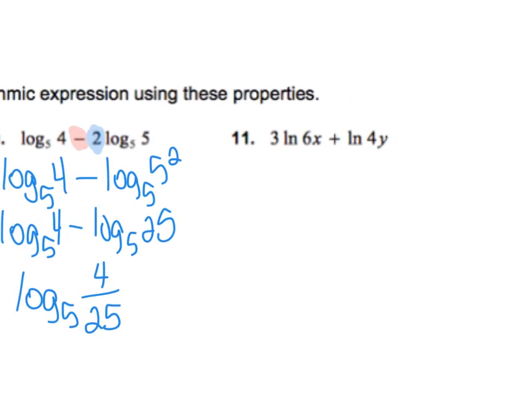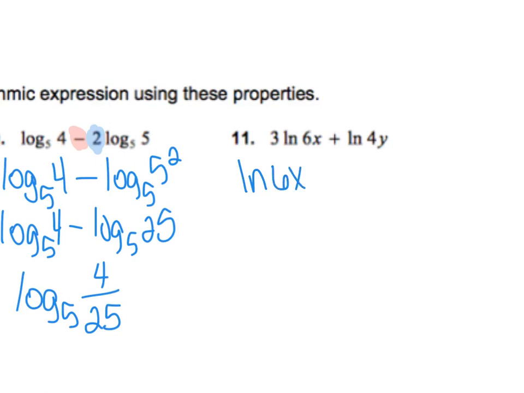Okay, so we've got quite a few things going on in this one. First thing we want to take care of is that coefficient of 3 in front of the natural log of 6x, because we don't want to have a coefficient in front of there. We want to get rid of that first. So the first thing I'm going to do is I would have the natural log of 6x.